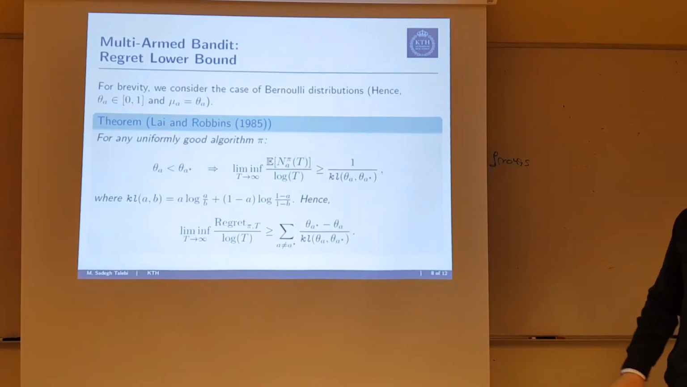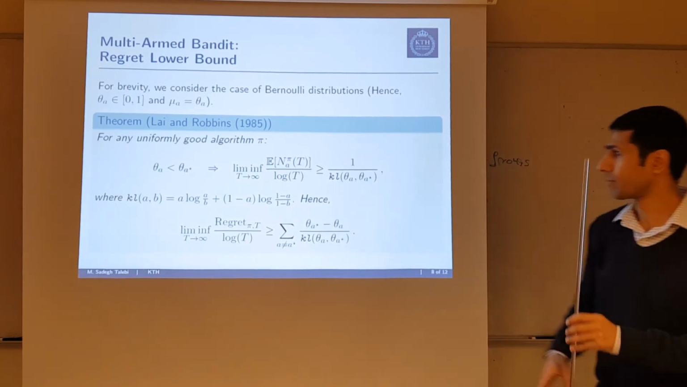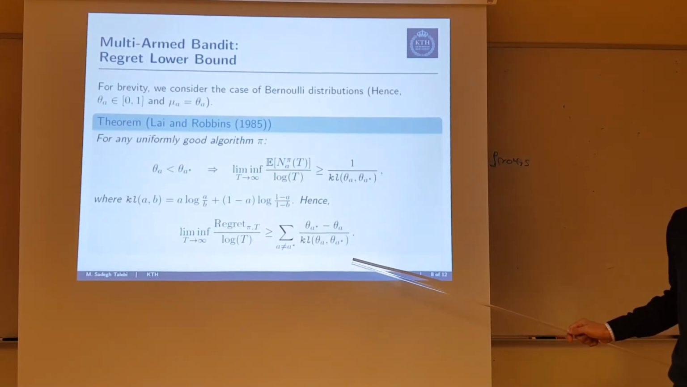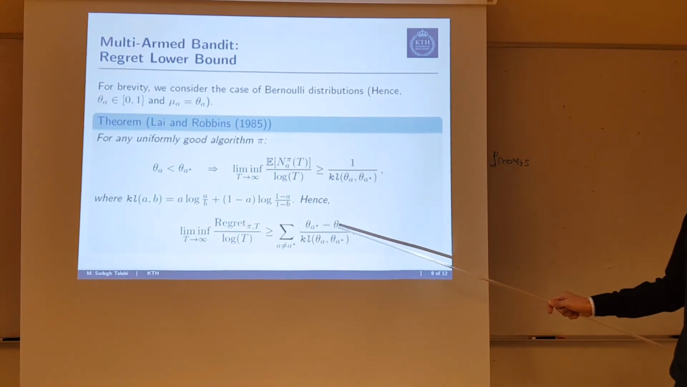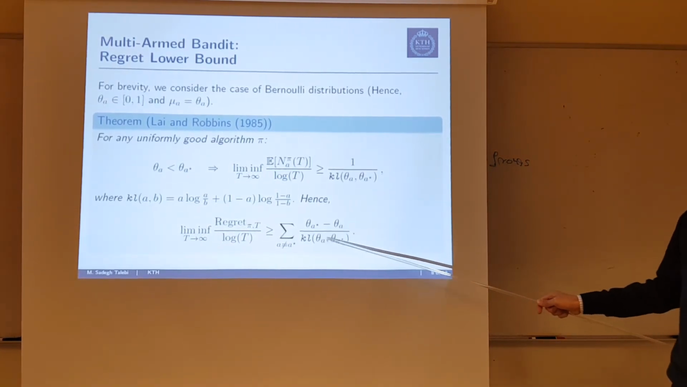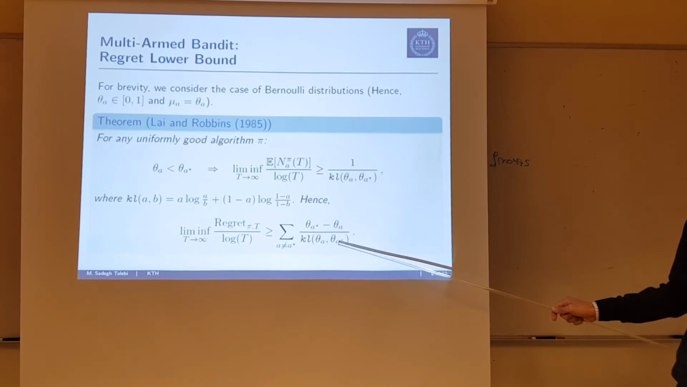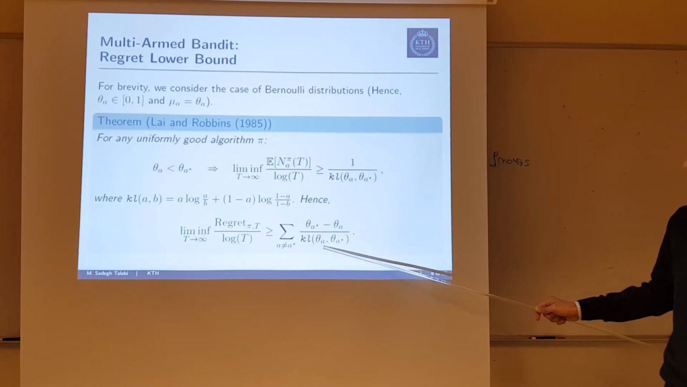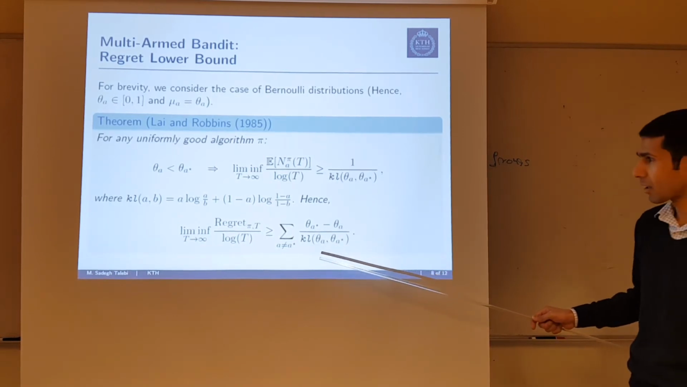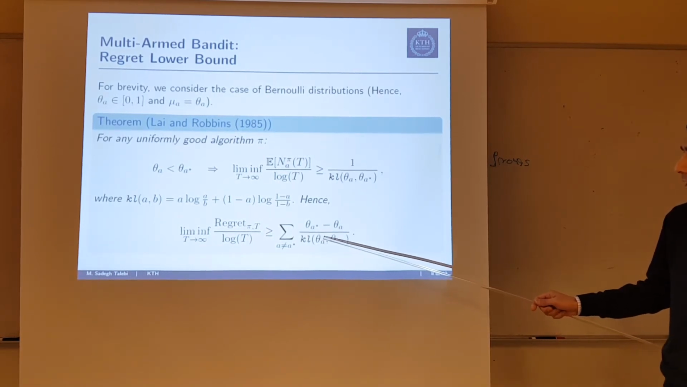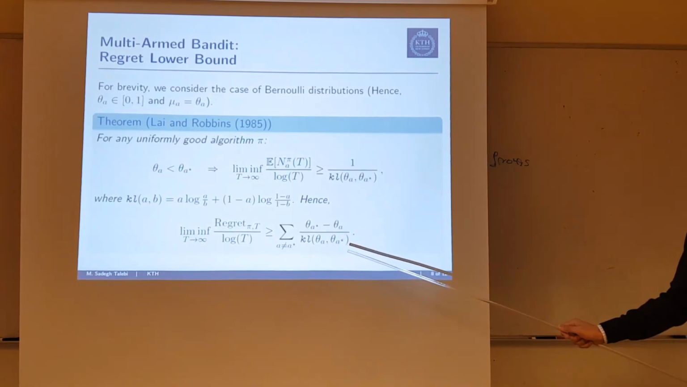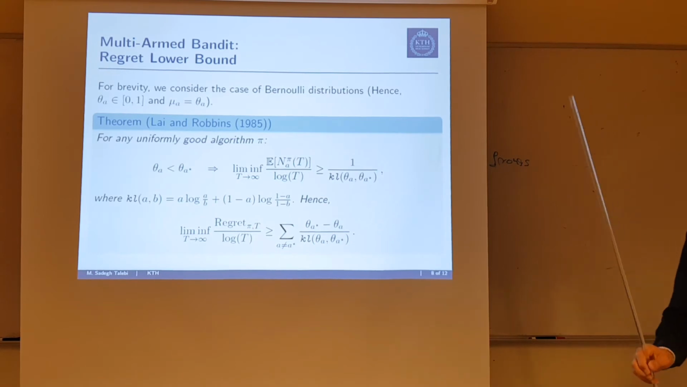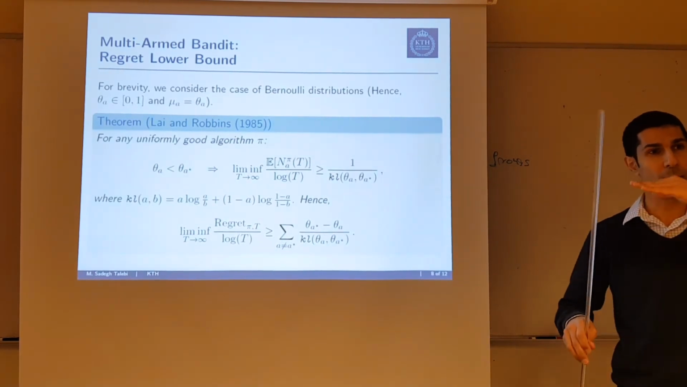So in the end, the contribution of regret for an arm that is suboptimal is defined by two things. The gap, right? And this thing in the denominator, which, in view of Pinsker's inequality and related inequalities, is proportional to theta A minus theta A star to the power of 2. So in the end, we see that the relative contribution of regret for those arms that are closer to the optimal arm is more.